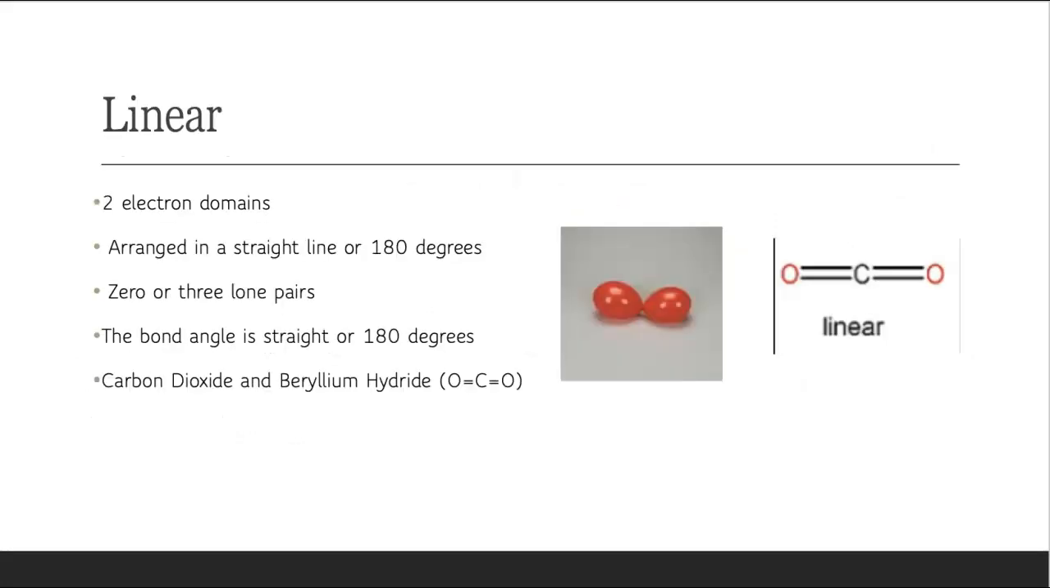For my first example, we have linear. Linear has 2 electron domains, which are arranged in a straight line or 180 degrees as pictured in both pictures. There are 0 or 3 lone pairs. The bond angle is straight or 180 degrees, and my example is carbon dioxide and beryllium hydride.